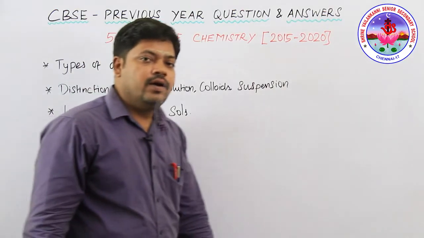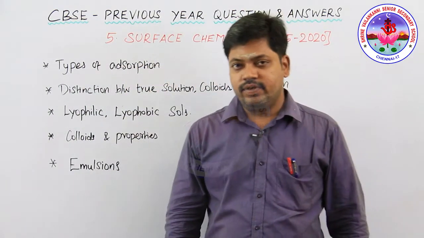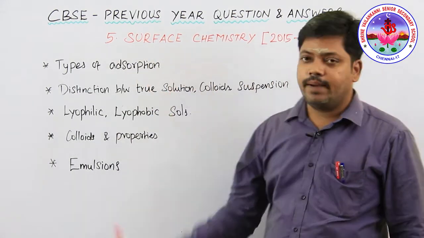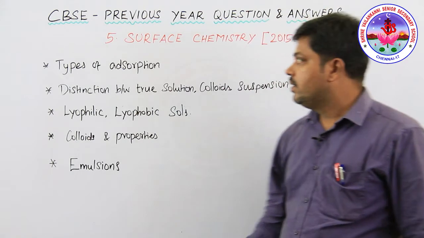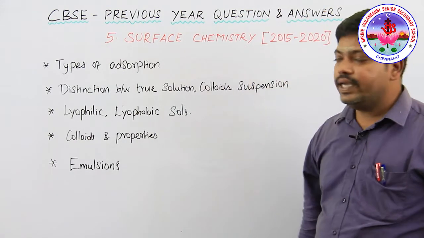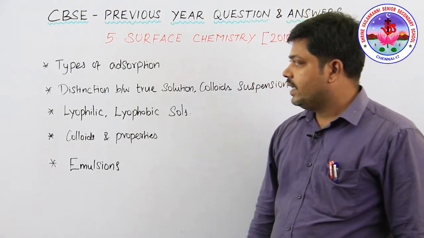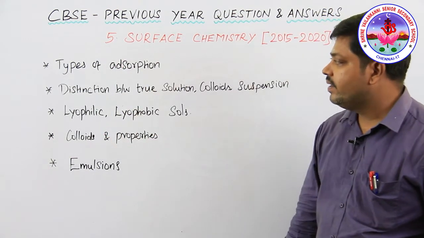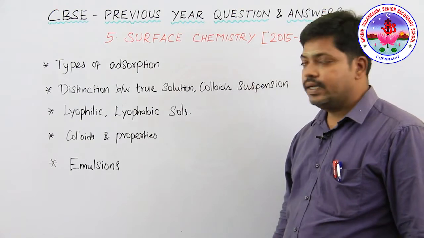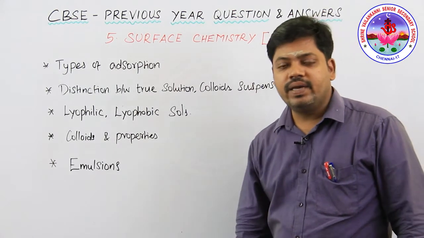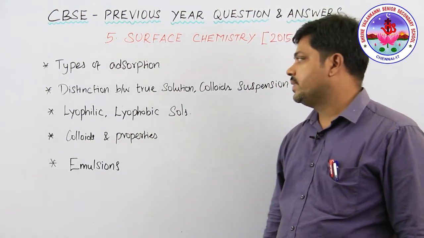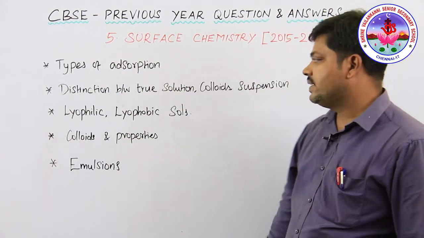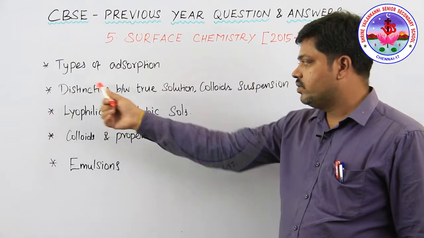Today we are going to discuss the previous year question papers, 2015 to 2020, for the chapter surface chemistry. In this lesson you have to concentrate mainly on the types of adsorption, that is chemical adsorption and physical adsorption. Then the distinction between true solution, colloids and suspension. So these things you have to concentrate on.